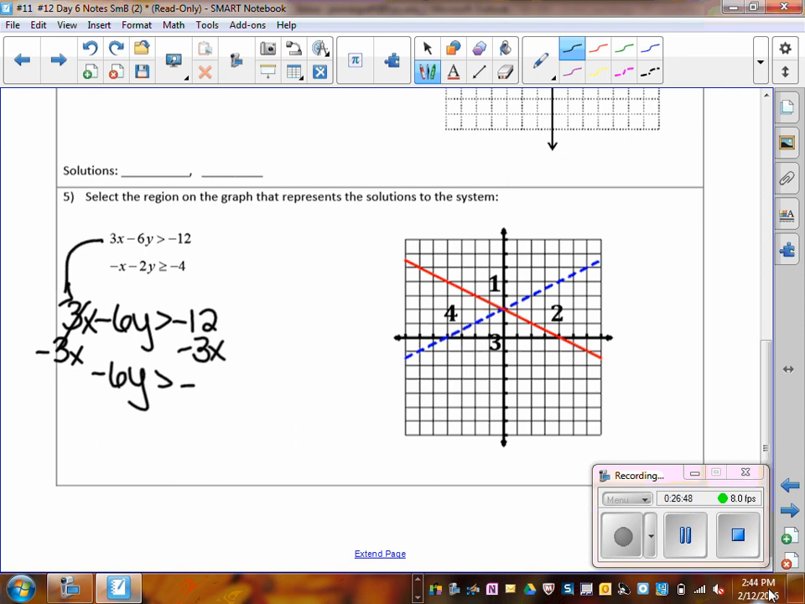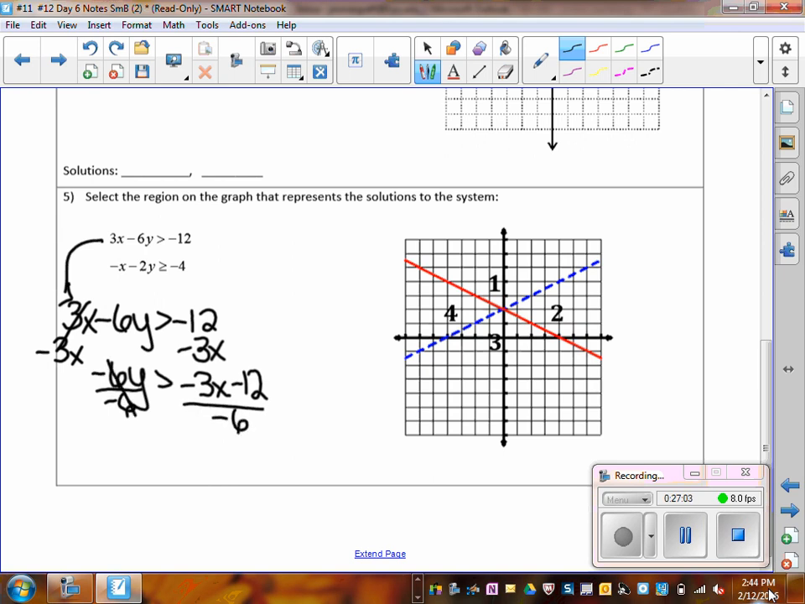Alright, my x is negative, it stays negative. My 12 is negative, it stays negative. Okay? Now what do I have to do to get y by itself? Good, divide by negative 6.